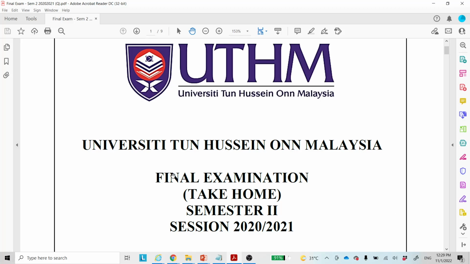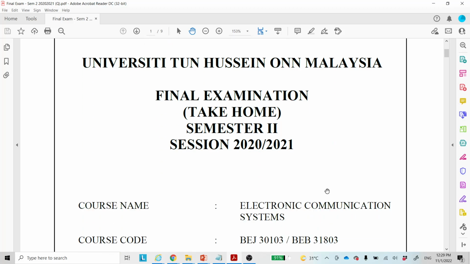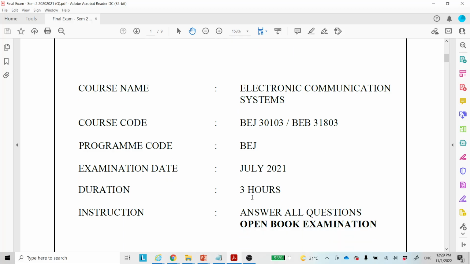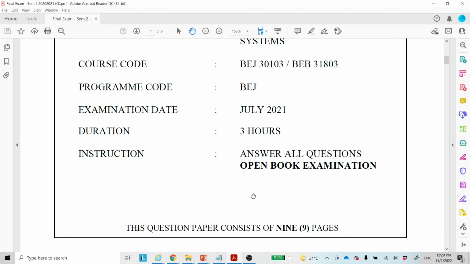Ini ada dalam bank soalan. Saya dah berikan dalam bank soalan. Okay, saya dah masukkan. So, you boleh refer anytime. Okay, anytime. So, this is the semester 2, semester 2, July 2021. Okay.